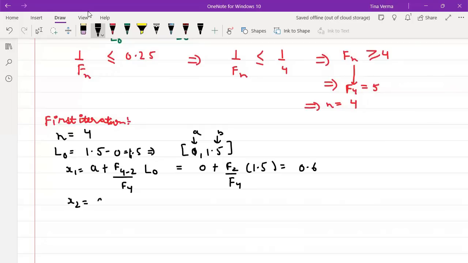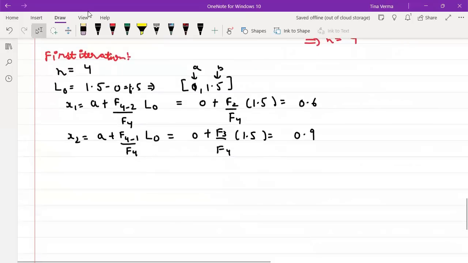What is the formula for x2? a plus Fn minus 1 divided by Fn into L naught. So this is 0 plus F3 divided by F4 into L naught. Substitute the values and you get 0.9. Clear?